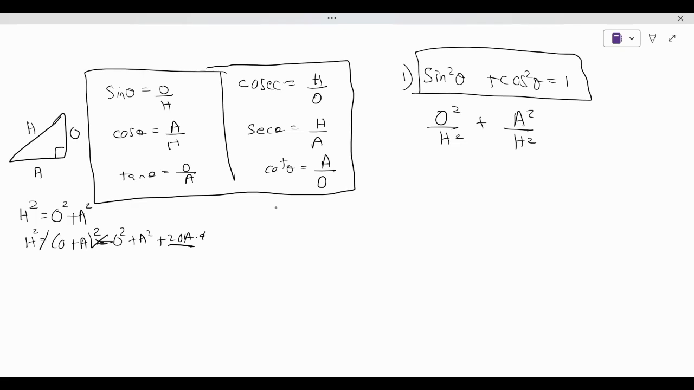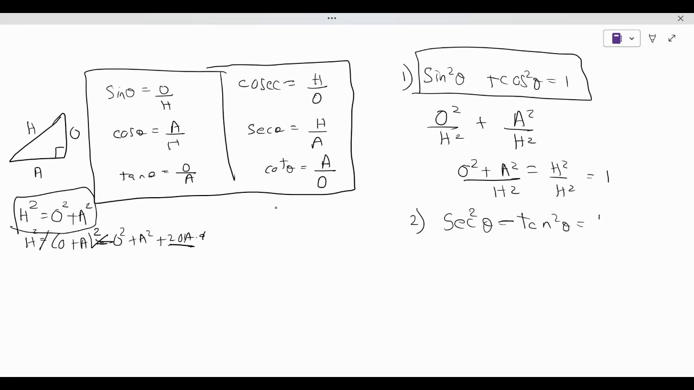So now using Pythagoras theorem, we can say o square plus a square by h square, and from Pythagoras theorem we have this as h square by h square, equal to 1. So this is the proof of that statement. Now next is sec square theta minus tan square theta equal to 1.